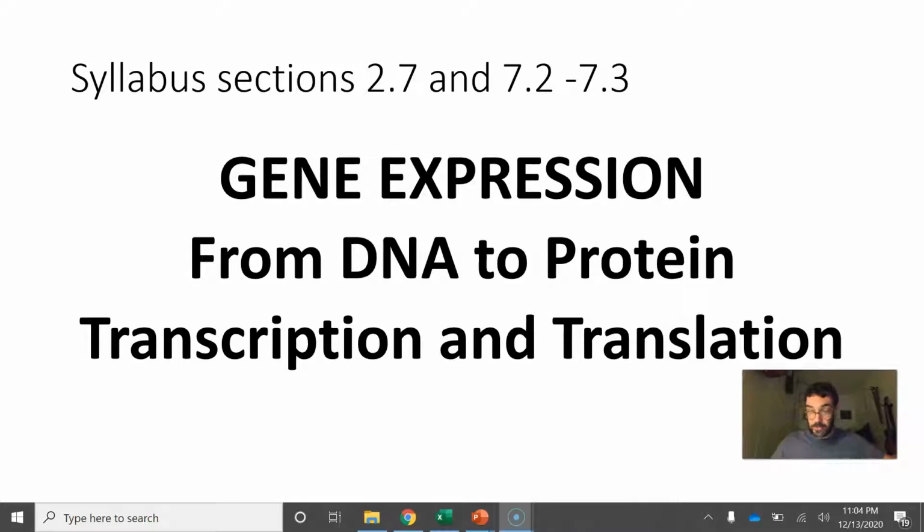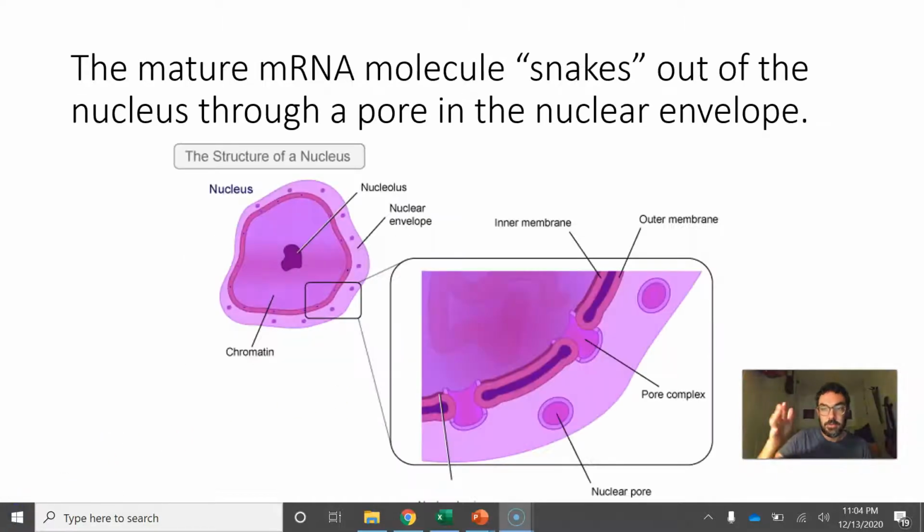After transcription's done, after post-transcriptional modification is done, that mRNA molecule leaves the nucleus, goes out to a ribosome for protein synthesis. And that is what we pick up today, translation. How we go from mRNA to actual synthesis of proteins. So let's get started. Actually, this slide is from last time, but I want to start here just to remind you where we were.